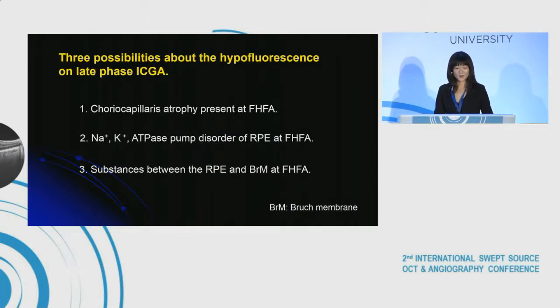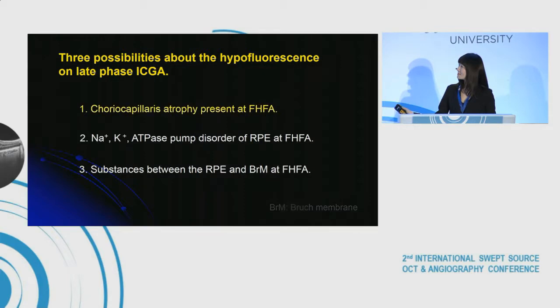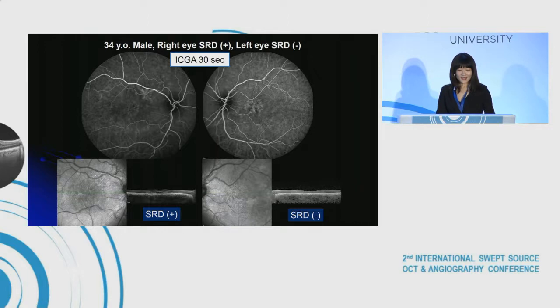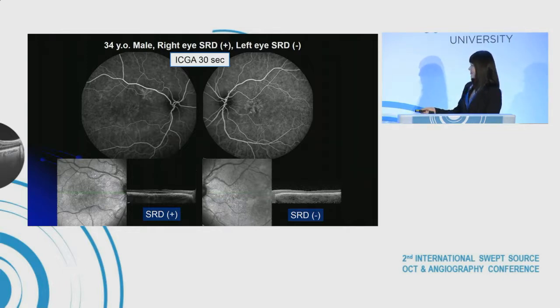We considered 3 possible explanations for the hypo-fluorescence on late phase ICGA. First, let me discuss the possibility of choriocapillaris atrophy at the site of FHFA. This is a 34-year-old man. SRD was observed in the right eye, but not in the left eye on OCT.